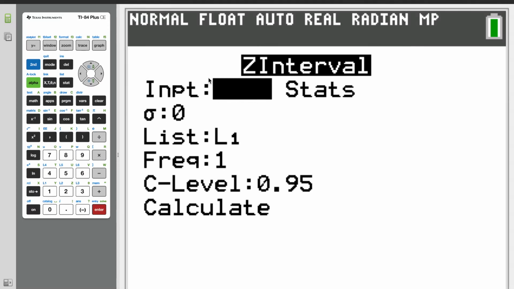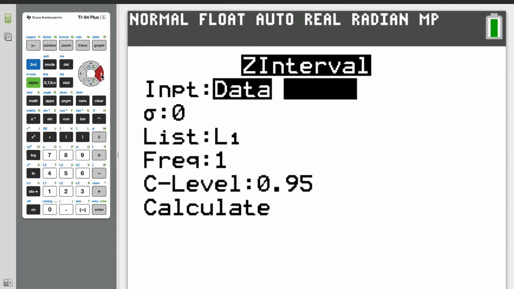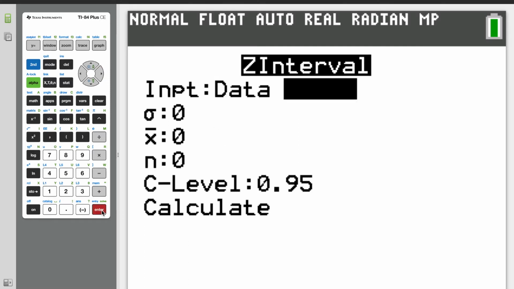And notice that there is a data option. This is where you can enter all of your data into a list, and you can use this option for calculating a confidence interval. However, in our class, we're going to use the stats option. And so notice in this option, you're given sigma, x bar, and n. So sigma is your population standard deviation. So you have to know your population standard deviation when you use ZInterval.